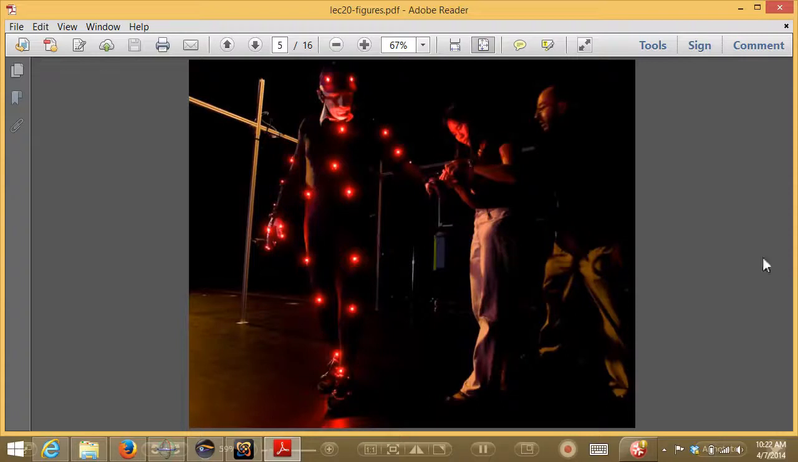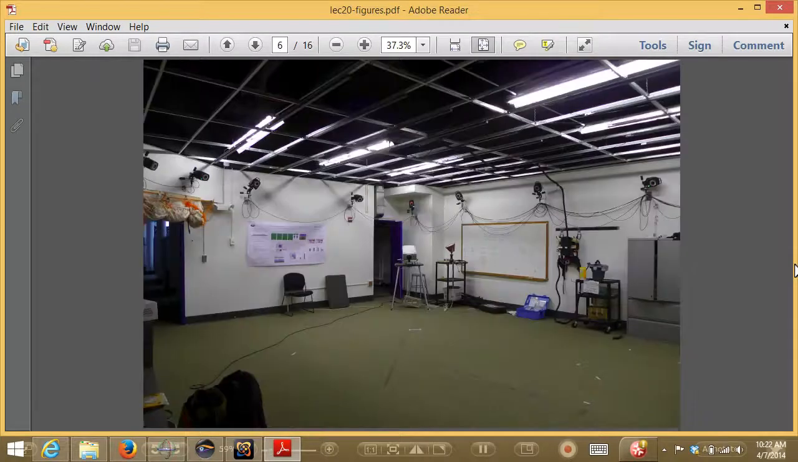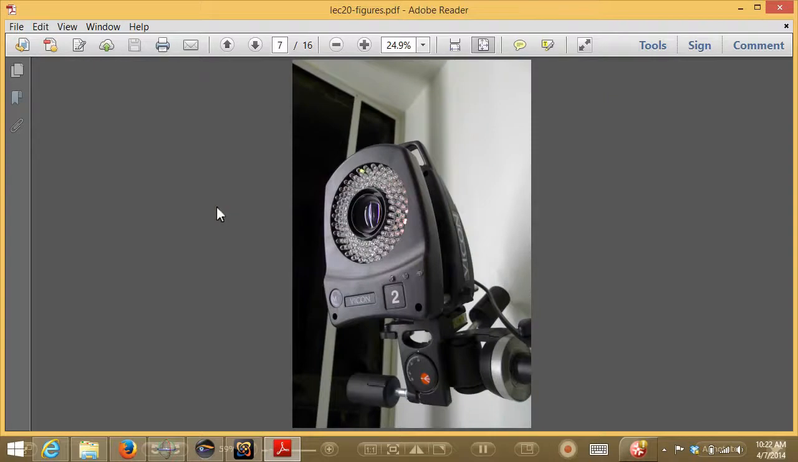So there are lots of variations on the theme, but I think it's probably fair to say that the most common thing is to go into a studio like this, where this is actually the place we're going to be on Thursday. It's basically just a big empty room, and around the periphery of the room are these special cameras, and every camera looks kind of like this. The camera has a bunch of infrared LEDs around it and an infrared camera in the middle, okay?